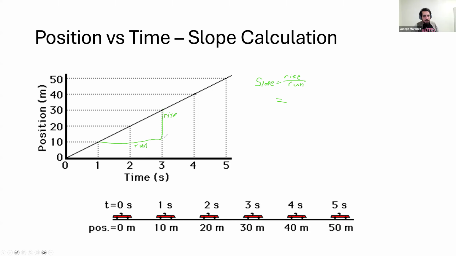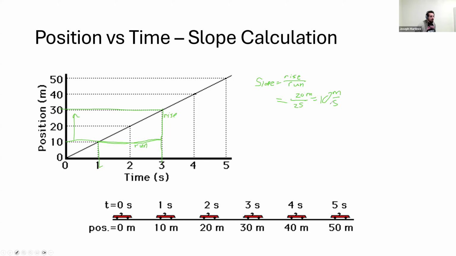If we look at this, our green line starts at 10 and goes up to 30. So we have a total rise of 20 meters. If we look at the run, we start at 1 and we go to 3 in this case. That is a change of 2, right? 3 minus 1 is 2. That gives you 10 meters per second.